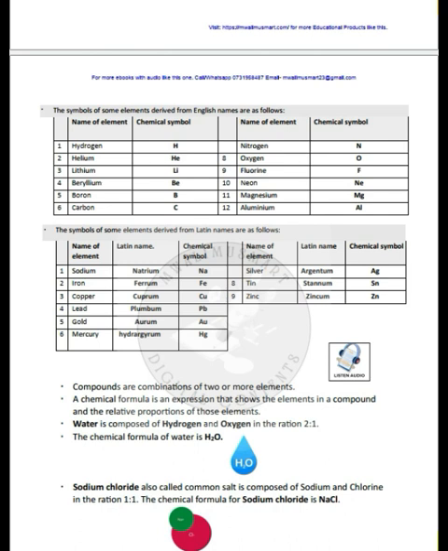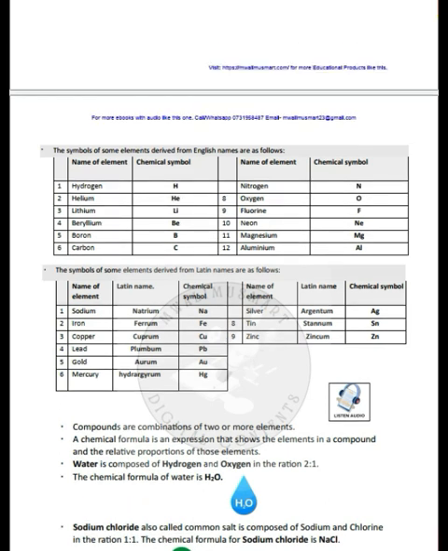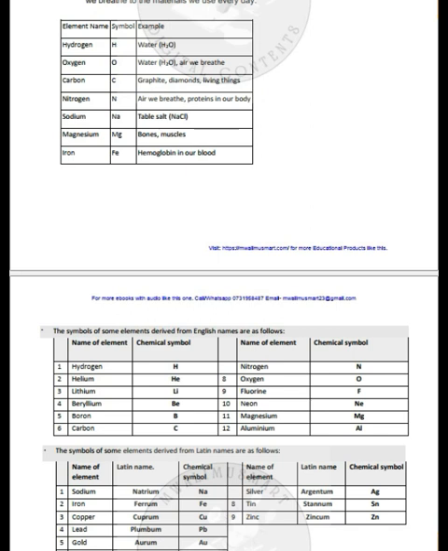Element name, symbol, example. Hydrogen, H, water, hydrogen oxide. Oxygen, O, water, hydrogen oxide, air we breathe. Carbon, C, graphite, diamonds, living things. Nitrogen, N, air we breathe, proteins in our body. Sodium, Na, table salt, sodium chloride. Magnesium, Mg, bones, muscles. Iron, Fe, hemoglobin in our blood.